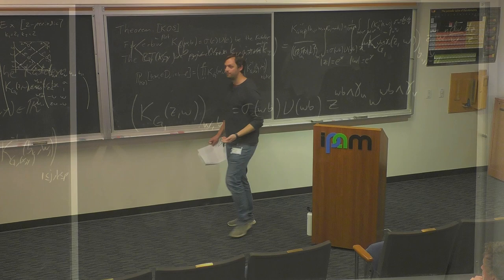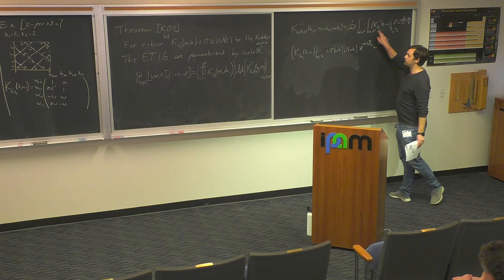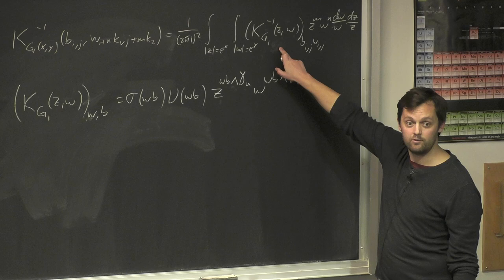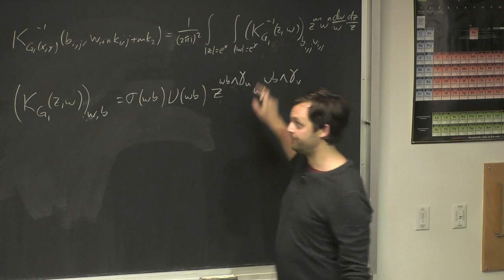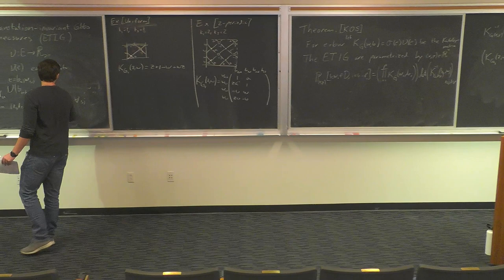So it's very interesting to understand the correlation between edges. We need to understand when this is not invertible, right? And that leads us to the characteristic polynomial and the spectral curve.